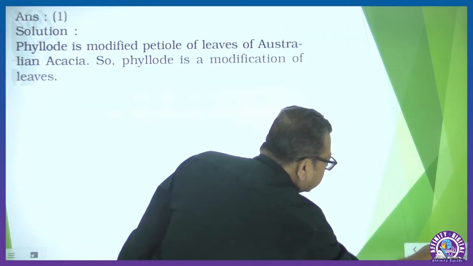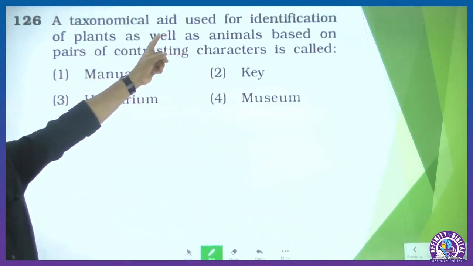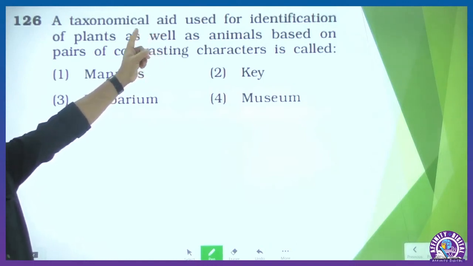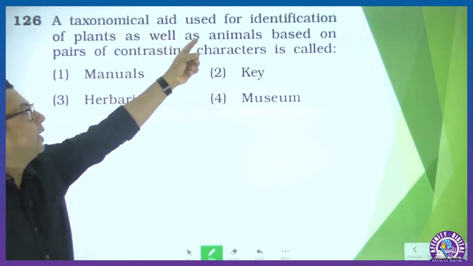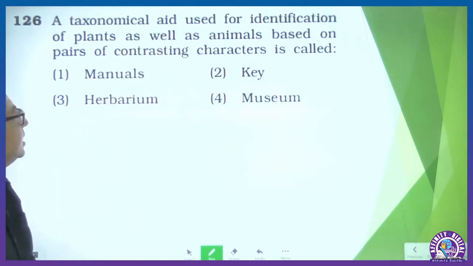solution yourself later on. Now, this is a question on the first chapter of biology syllabus, that is the living world. So taxonomical aid used for identification of both plants as well as animals based on contrasting characters is called what?